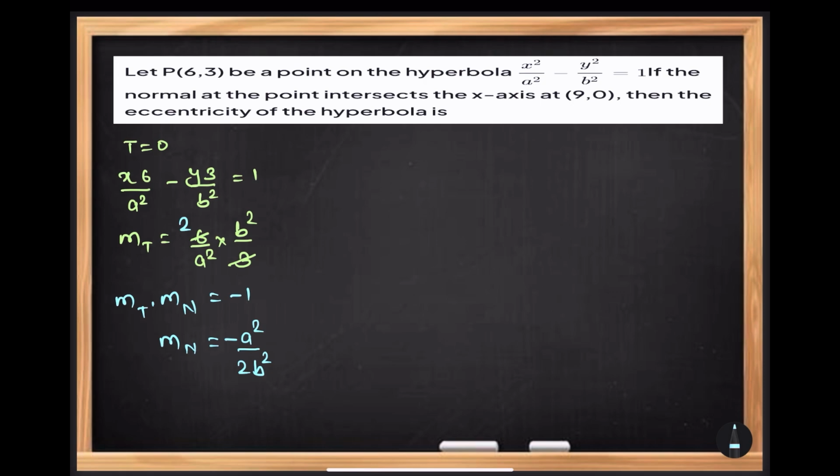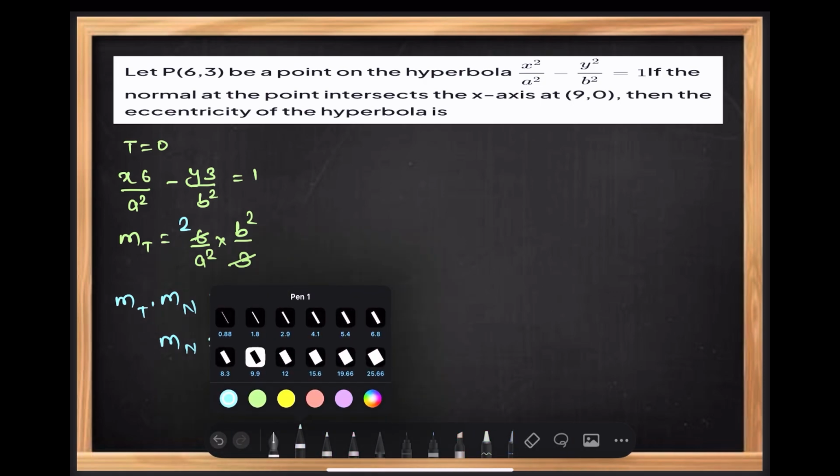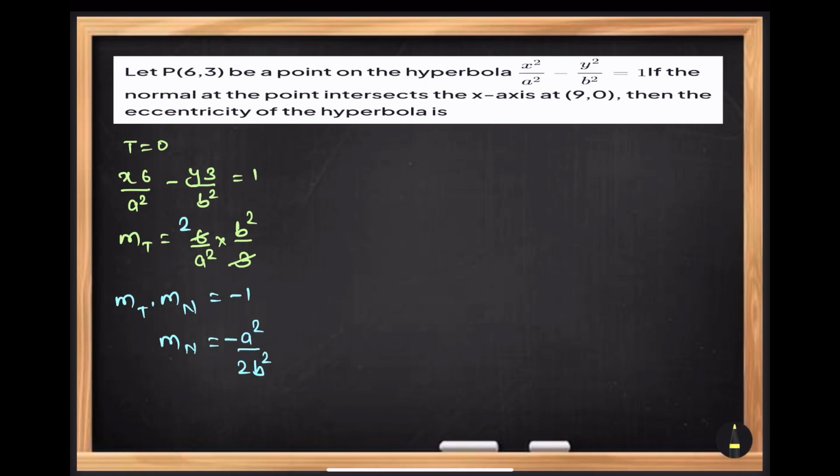So the equation of normal will look like what? I will be using the slope-point form to write down the equation of normal. So y minus 3 upon x minus 6 equals, according to my opinion the slope should be this, but according to them the slope is this, minus a square by 2b square, correct? So according to us, the equation of normal should be this one.